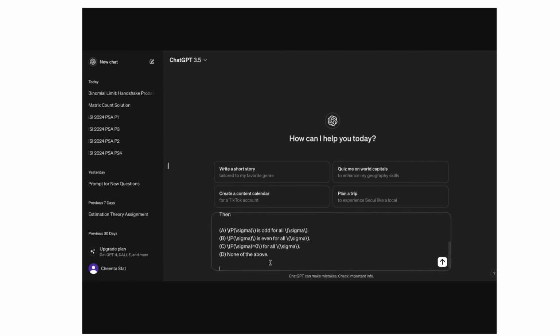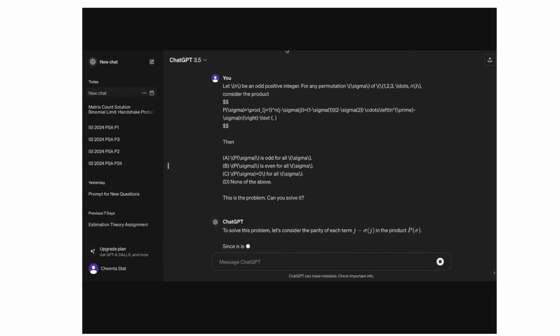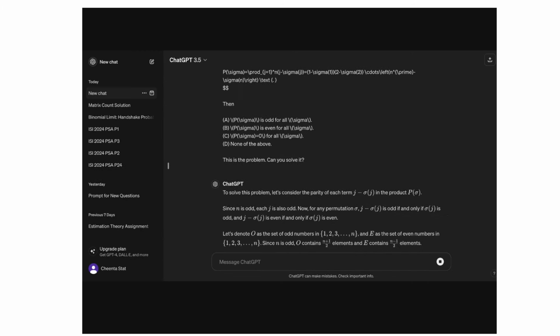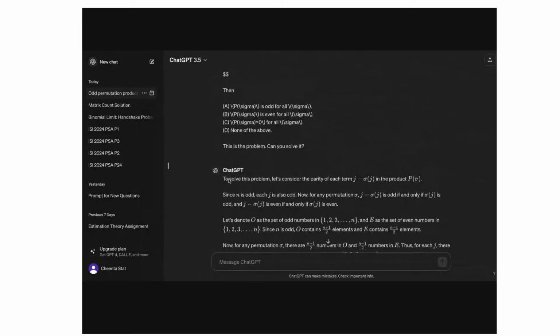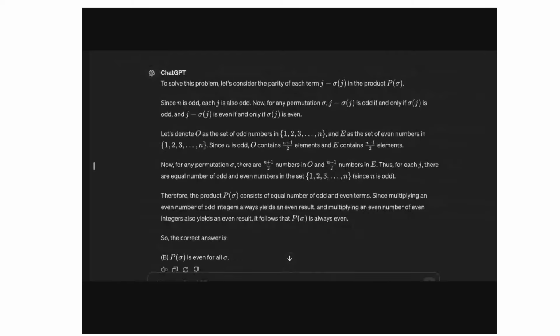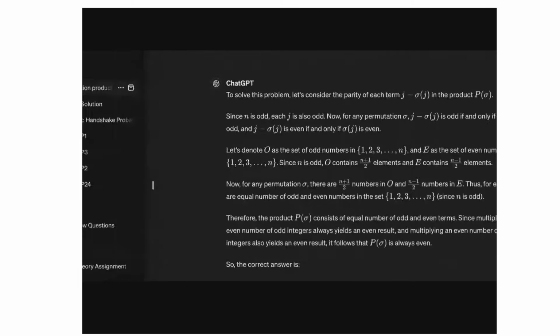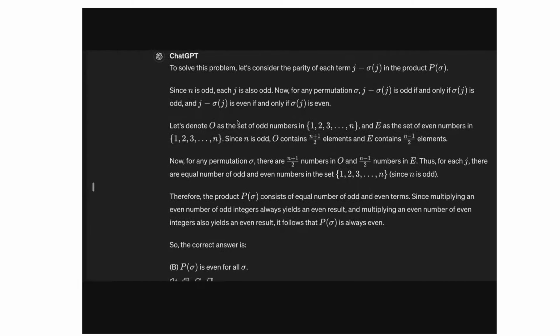Now let's say that this is a problem. Can you solve it? Let's see what it gives and where it goes wrong. Now what you will see is that it's giving the right solution, I think because I have trained it, because I have done this problem before. But yes, it gives the right solution. You can see, if n is odd, each odd. So yeah, it's giving the right solution.